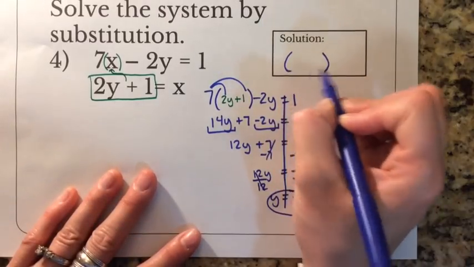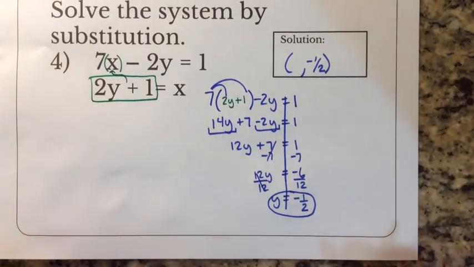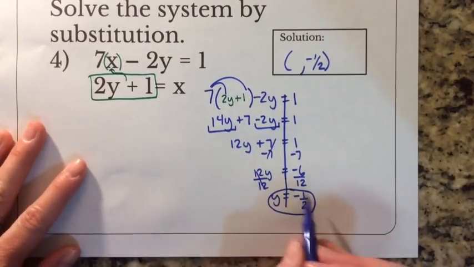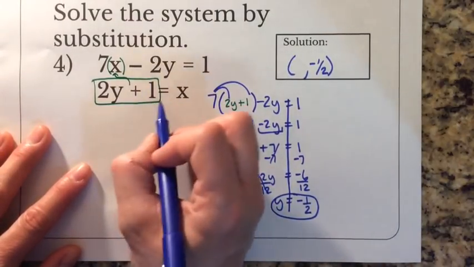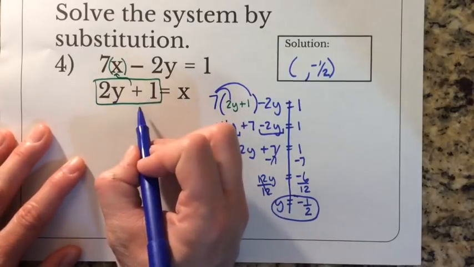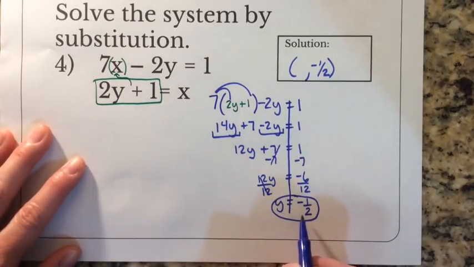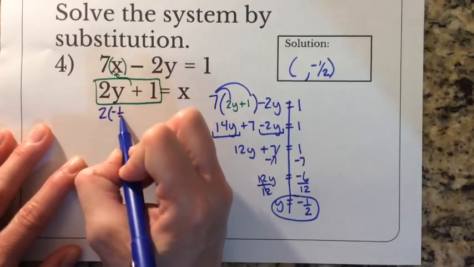So I'm going to put that right up here right away so I don't forget that that's my y. Now what I have to do is take the fact that y equals negative 1/2 and now substitute it again back up into either equation. I would say that the easiest equation would be the one with the package. So if y is negative 1/2, I'm going to go right in here to the package and make the y a negative 1/2.